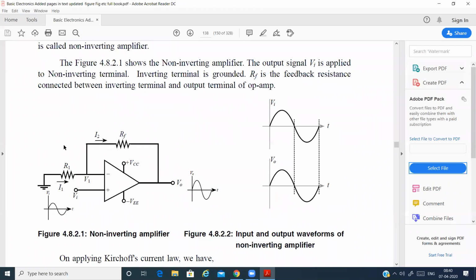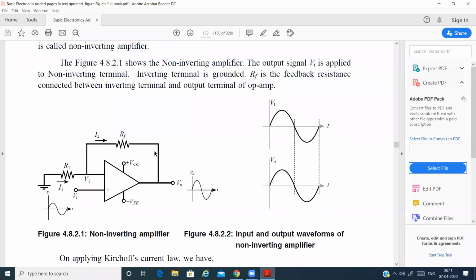And one more thing you have to remember, even though the inverting terminal is grounded, the feedback has to be given to the inverting terminal only. Always, please remember, in op amps, we have to give the feedback connection to the inverting terminal. Never give it to the positive terminal. Why we give the feedback to the inverting terminal, I have told in the last class.